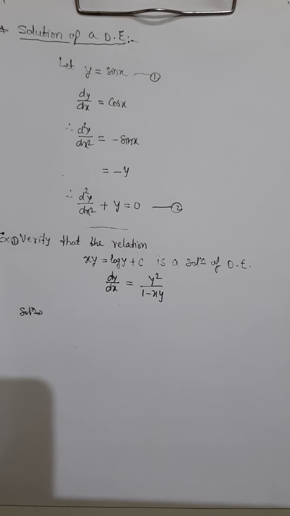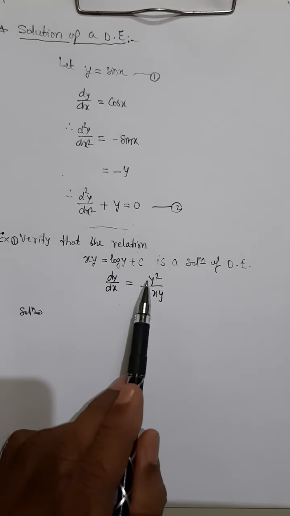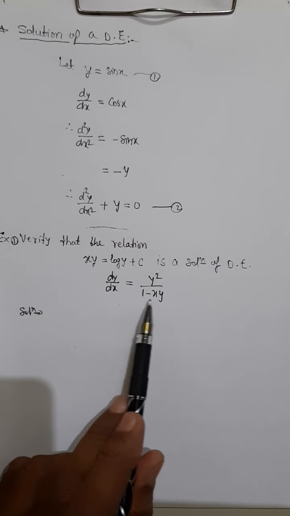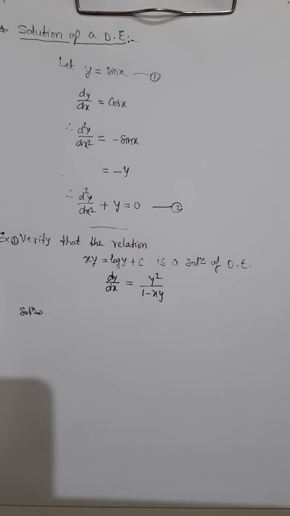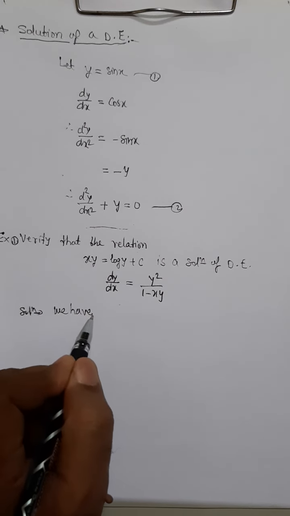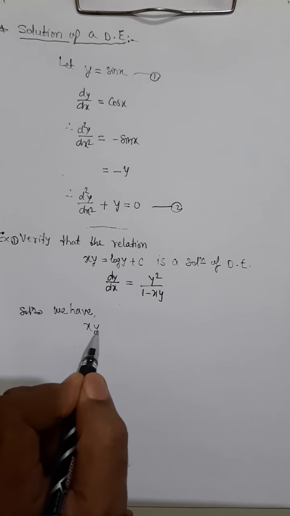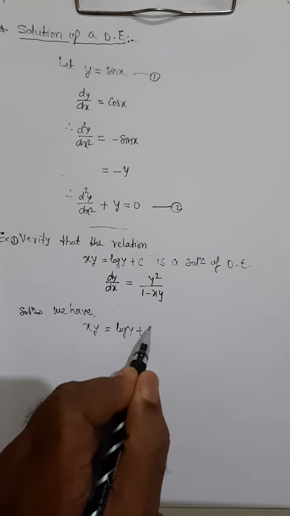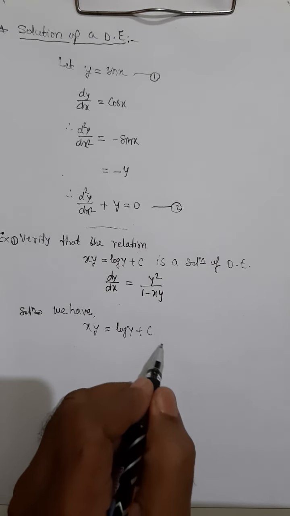So first problem, verify that the relation xy is equal to log y plus c is a solution of the differential equation dy by dx is equal to y square divided by 1 minus xy. So first write the given relation. We have given that xy is equal to log y plus c, suppose equation 1.